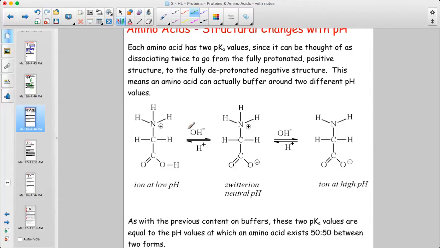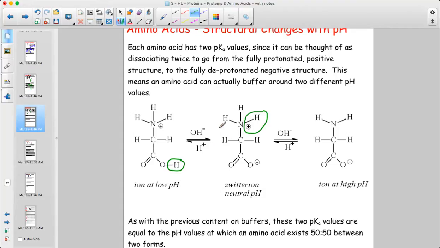Now, actually, each amino acid has 2 pKa values, and I'm not sure if this would really be touched on in the IB exam, but the InThinking website had some questions on this, so I thought I'd involve it. You can think of it this way: first, this proton can get donated at very low pHs, and then this is the second proton that can get donated. So it sort of acts like a diprotic acid in that way.